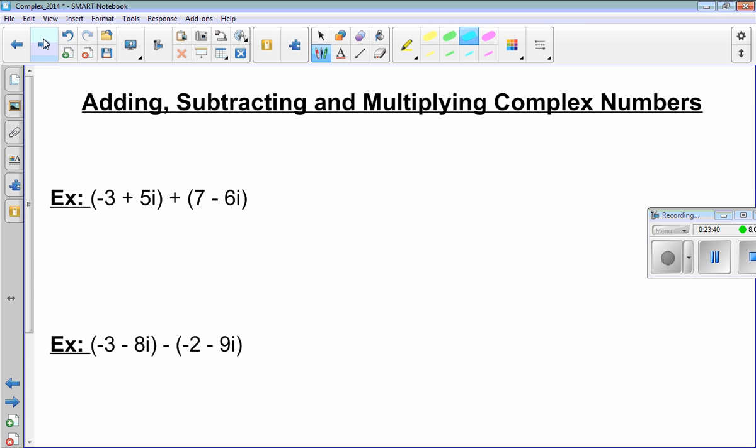So let's look at actually adding, subtracting them. Okay? We're going to first do it by hand, and then we're going to do it using the calculator. So let's go ahead and look at the first example. I want to add those two complex numbers. What do you think we're going to combine? What can we combine?